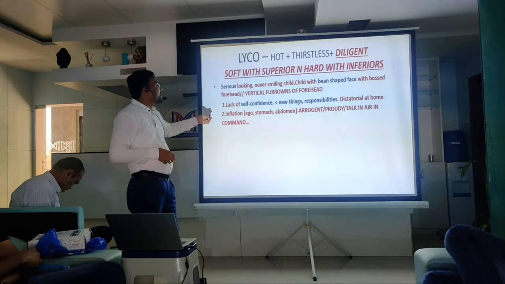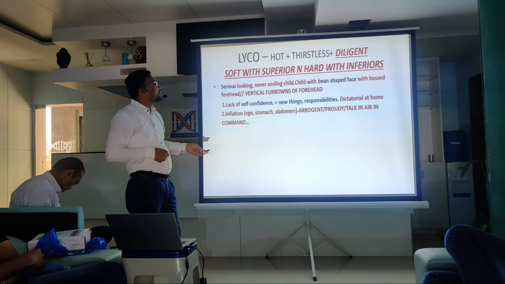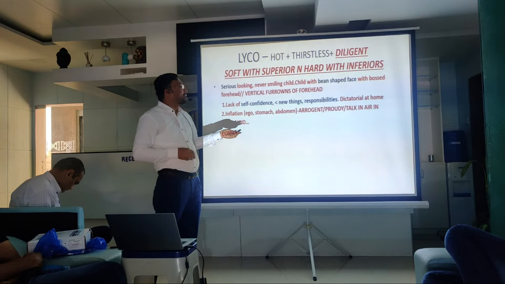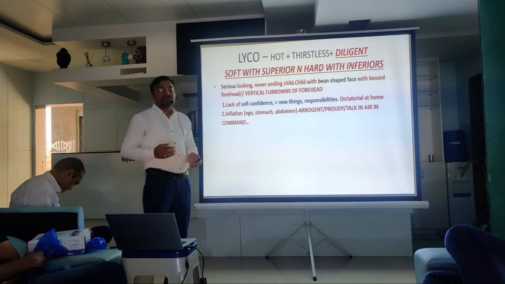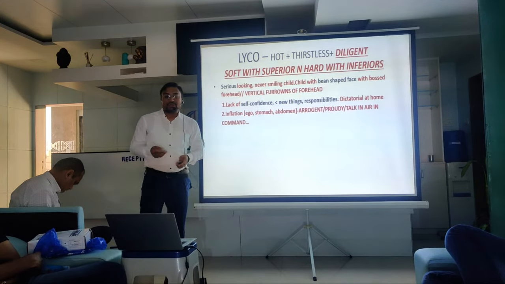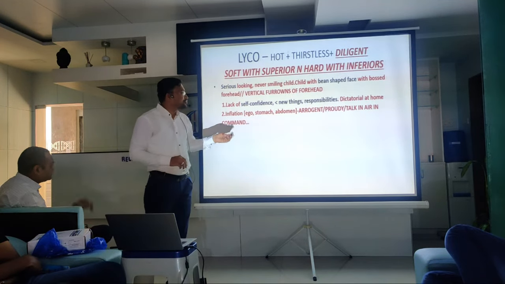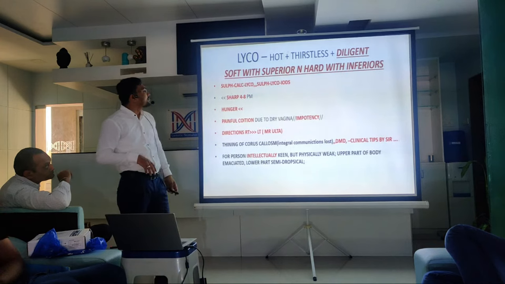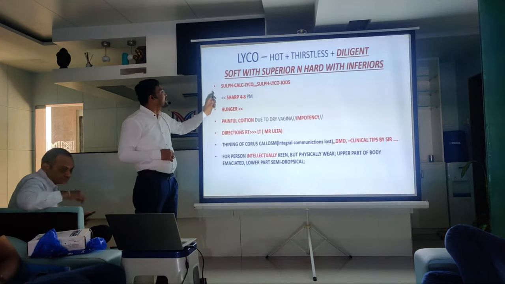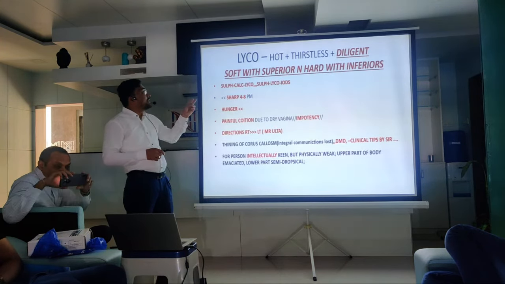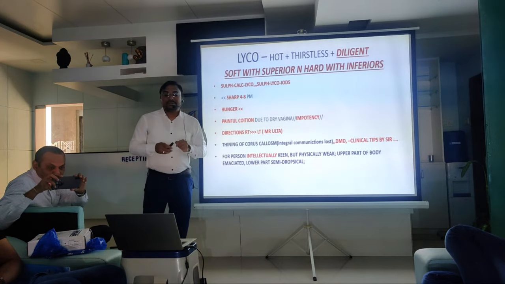Inflation everywhere, ego, stomach and abdomen, right? Arrogant, proud, toxic air in command. So they are haughty people, they esteem people. So you can have the trait, the disposition, in differentiation. Trio: Sulphur, Calcarea, Lyco; Sulphur, Lyco, iodines, right?